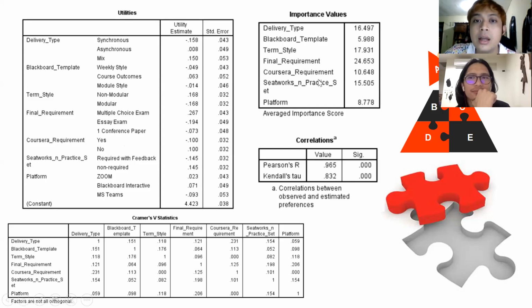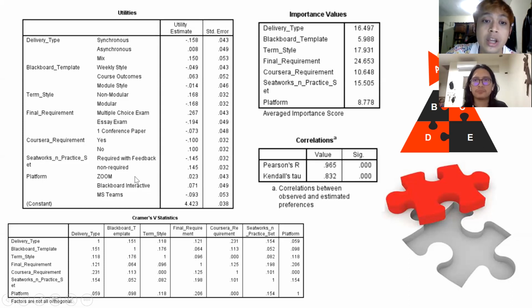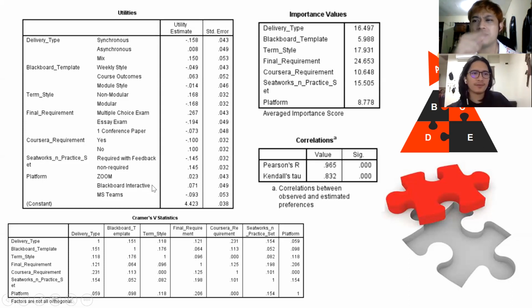Okay, then the sixth important is actually the platform. The platform they like the most is the Blackboard Interactive. This is so weird. I don't know why they like Blackboard Interactive more, but this is 0.0, so it's small actually. The Zoom is okay, still positive, but the MS Teams is already negative. They don't like the MS Teams. Okay, so Zoom is still okay, the second one, and Blackboard Interactive. I don't know. Perhaps the Blackboard Interactive is inside the Blackboard. That's old school, yeah, right. That's so old fashioned, the Blackboard Interactive.